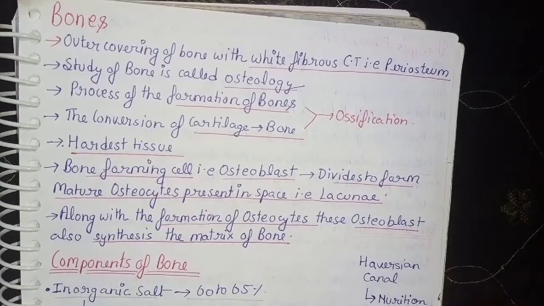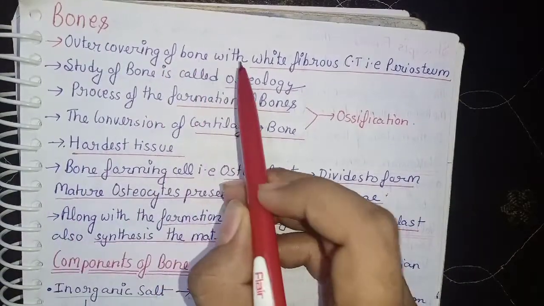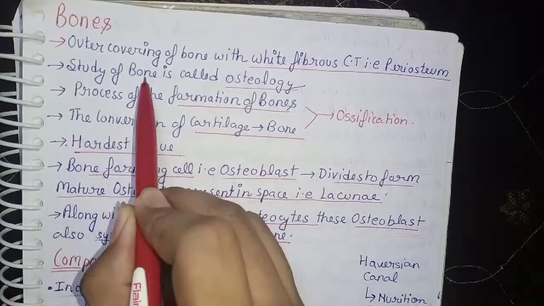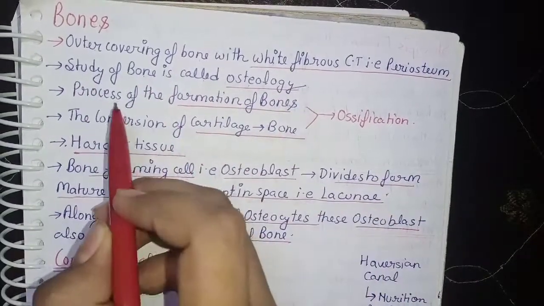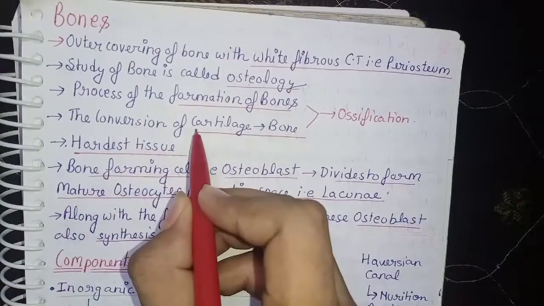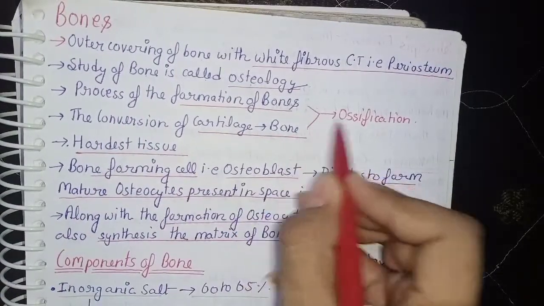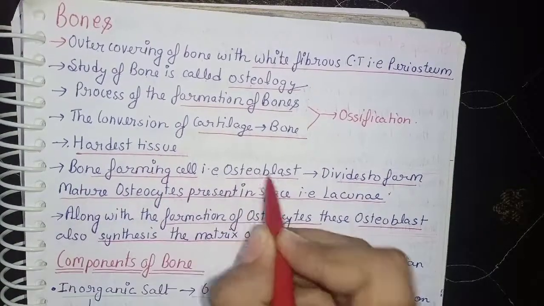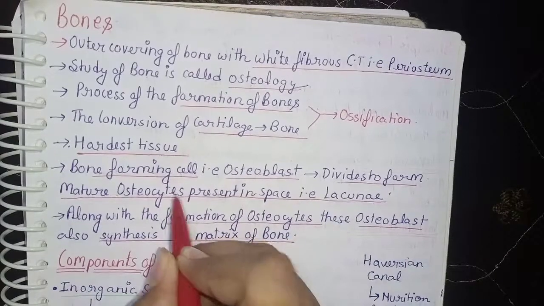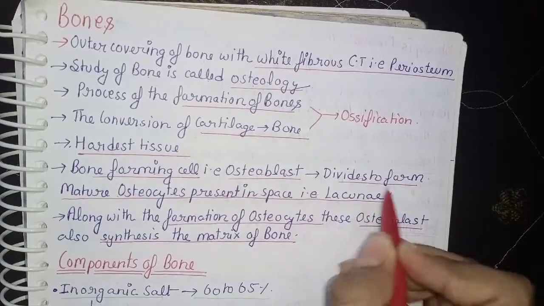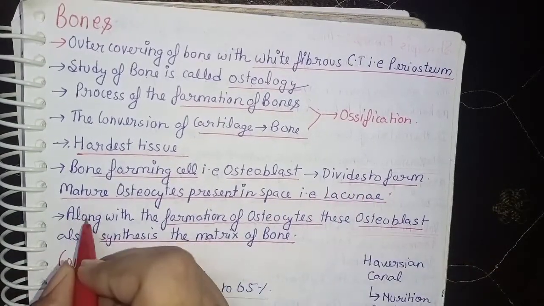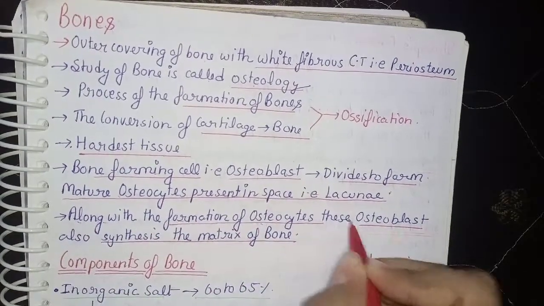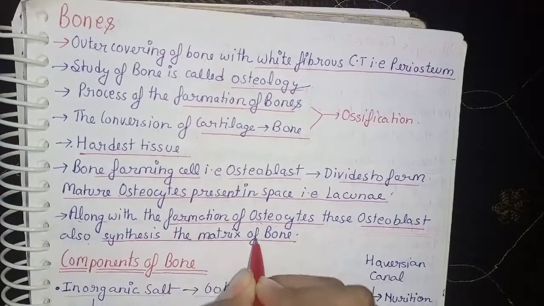Coming to the topic of bones. The outer covering of bone, made of white fibrous connective tissue, is the periosteum. The study of bone is called osteology. The process of formation of bone and the conversion of cartilage to bone is called ossification. The hardest tissue is bone. The bone forming cell is the osteoblast, which divides to form mature osteocytes present in spaces called lacunae. Lacunae are vacuole-like areas in which the cells are present. Along with the formation of osteocytes, osteoblasts also synthesize the matrix of the bone.